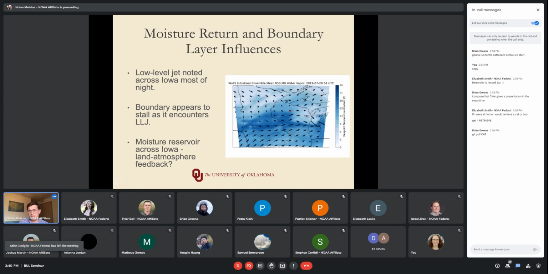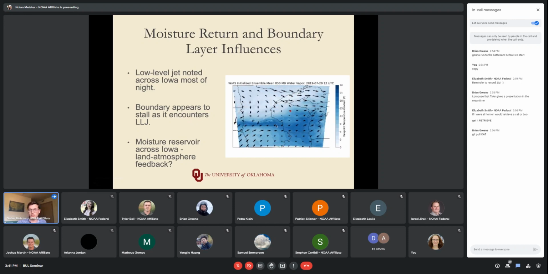The moisture return may have had some sort of boundary layer influences. This is 850 millibar winds and water vapor over the course of the evening from WAFS initializations. You'll note that there's a pretty strong low-level jet over much of Iowa at the time. And those of you who know Iowa and southern Minnesota, this is corn growing country. So it makes sense that there's a moist reservoir at the beginning of the evening across this area. And so the boundary stalls when it runs into this low-level jet.